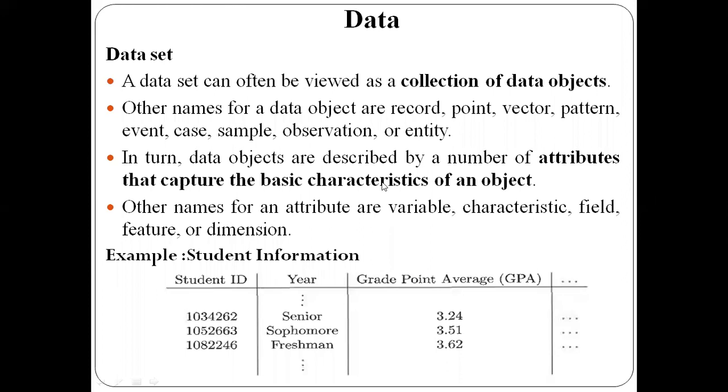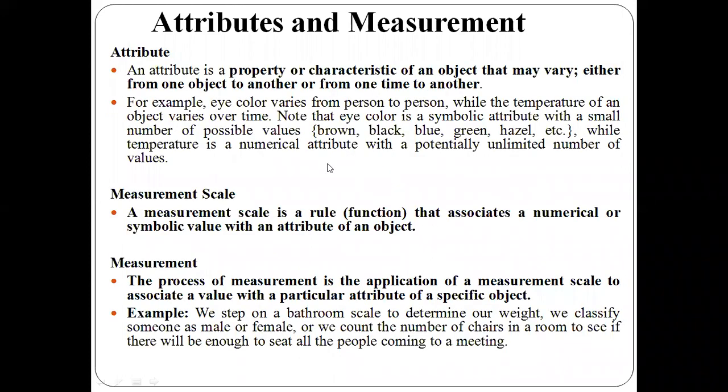Now, coming to the next topic, attributes and measurement. I told you that an attribute is a feature or characteristic of a data object that describes the data object. The property or characteristic of an object is called an attribute. The values of these attributes vary. They will not be fixed. Each and every object has its own attribute values. It will not be the same for every data object, so it varies. Such a property is called an attribute.